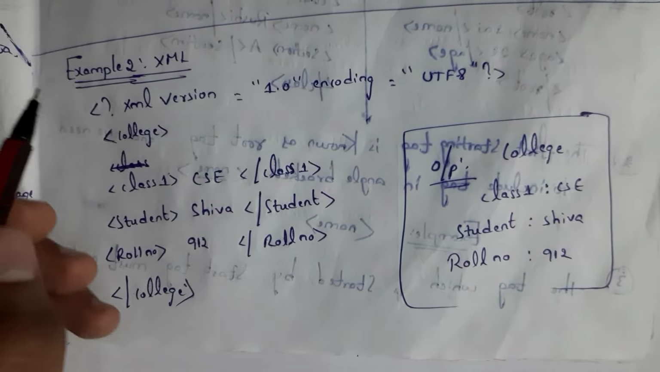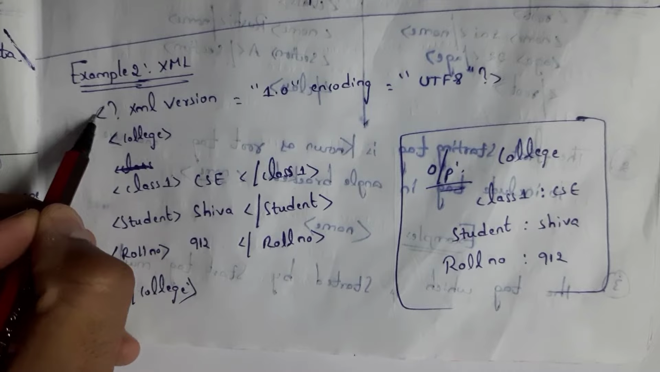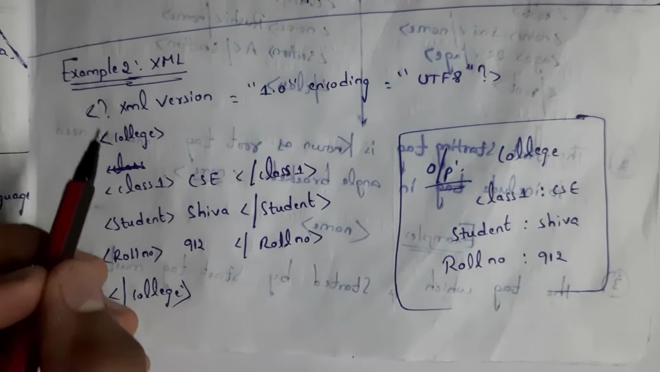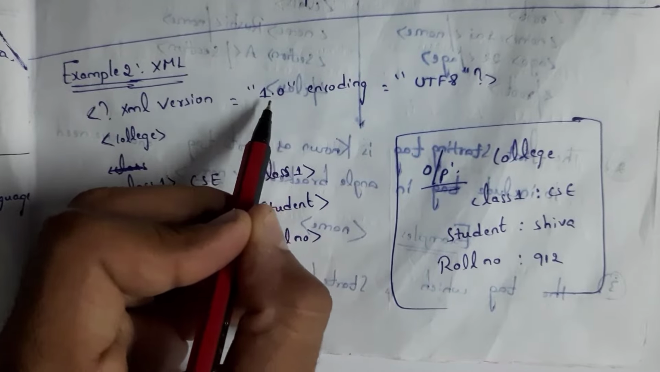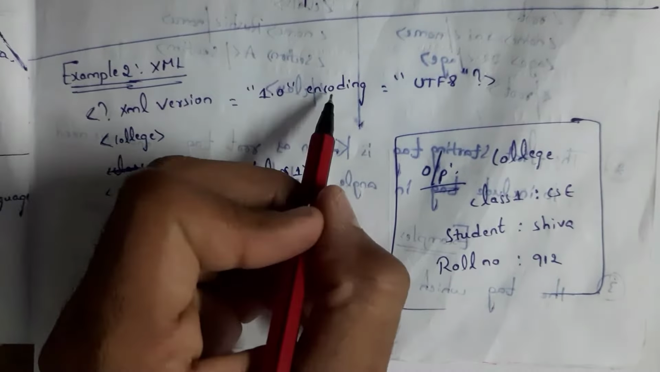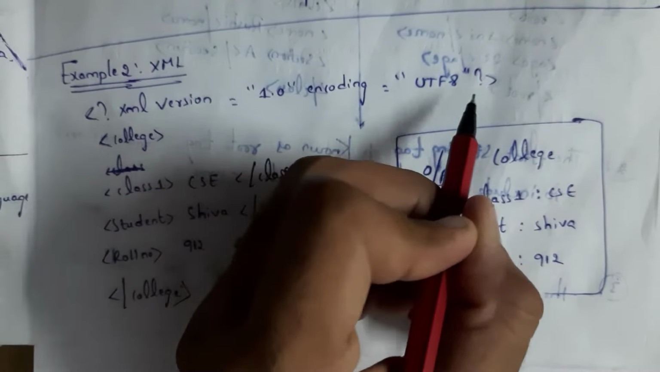At first we need to write the XML version. So first we need to write open angle bracket, question mark, xml version is 1.0. This is the present version of XML which we are using, and encoding is UTF-8. Encoding is used for protecting. In order to protect this content, we use encoding, and this encoding type is UTF-8, and after that you need to use question mark, close angle bracket.